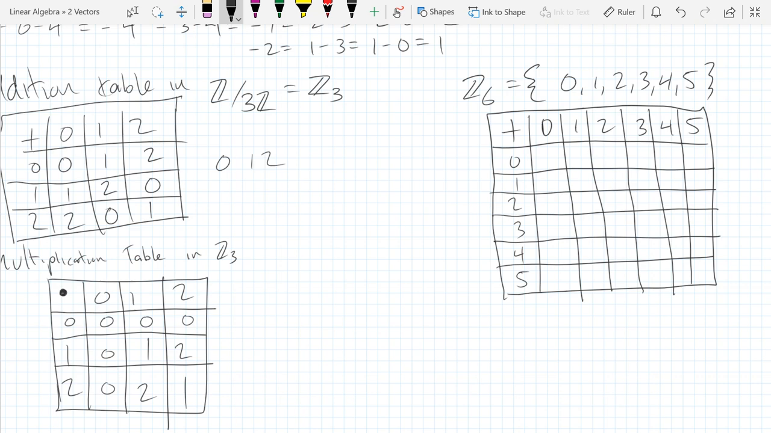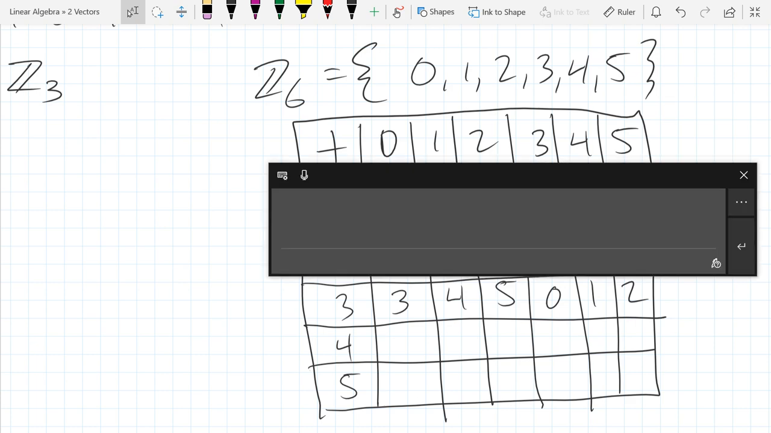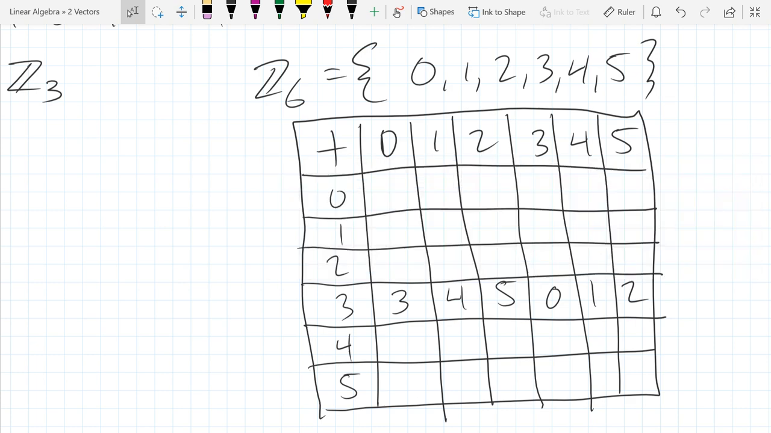So I'll do row 3, and you can do the other rows. So I did 3 plus 0 is 3, 3 plus 1 is 4, 3 plus 2 is 5, 3 plus 3 is 6, but that's represented as 0. 3 plus 4 is 7, which will be a 1, and 3 plus 5 is 8, which will be a 2. So that's how I got the row right here. I want you to get the other 5 rows in the table. And if you've got any questions, it's a good time to ask them.